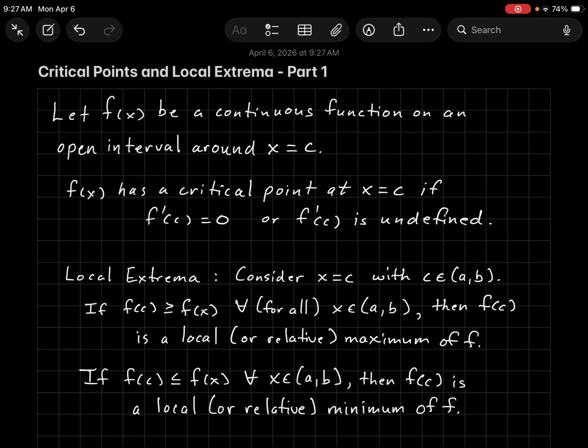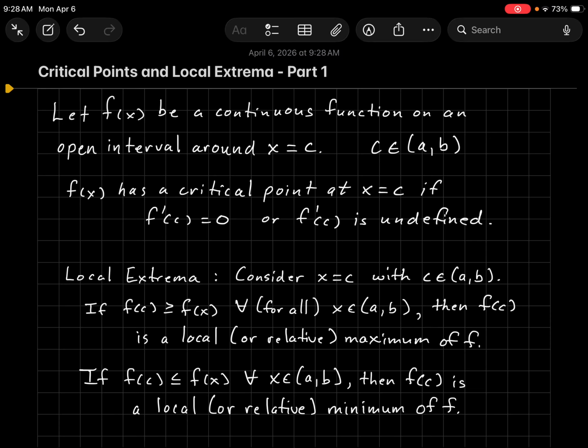Suppose f of x is a continuous function on an open interval around x equals c. Later on, we will use notation similar to this: c is an element of (a, b). We are saying the same thing, that c is some x value on the open interval a to b, meaning it's not one of the endpoints, but it is an x value on the interior of a to b.